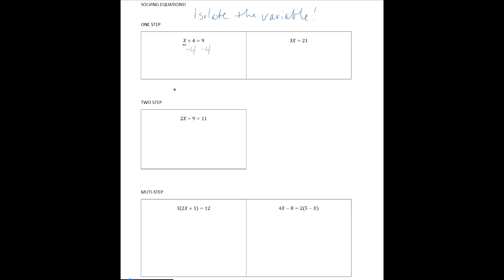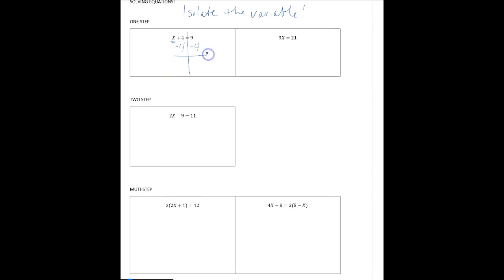So for some people it's easy to draw a line through the equals. That way you realize that you better be doing the same thing on both sides of that line. So if I need to subtract 4 here, well, 4 minus 4 is 0, and I bring down whatever's left, which is just the x. The equal sign is still in the middle here. And then what is 9 minus 4? Well, that's just 5. And once that x is isolated, you are finished.